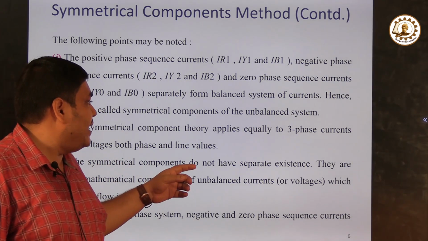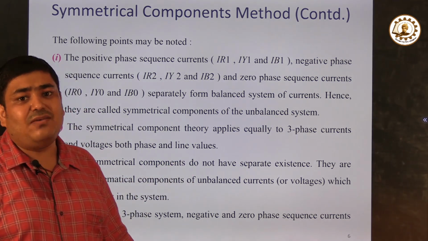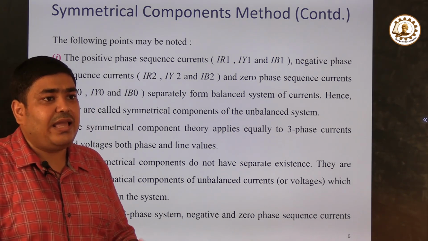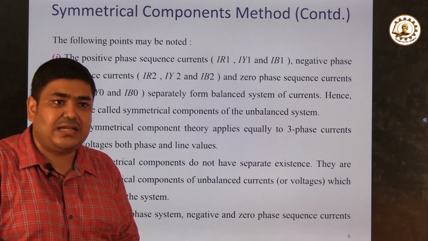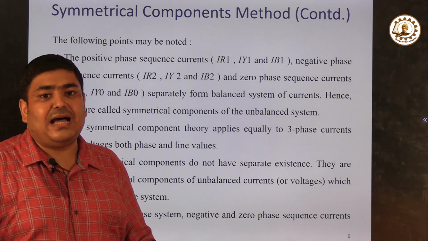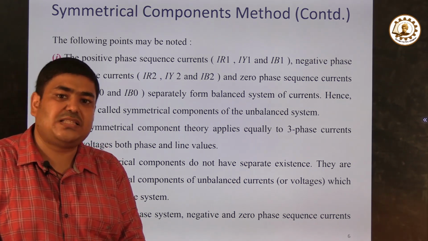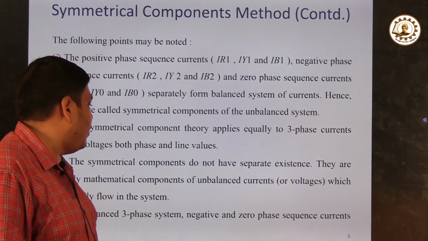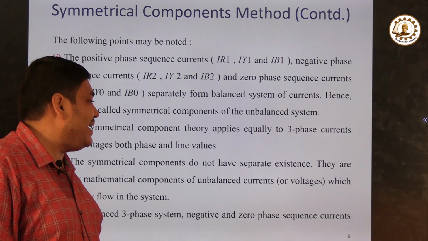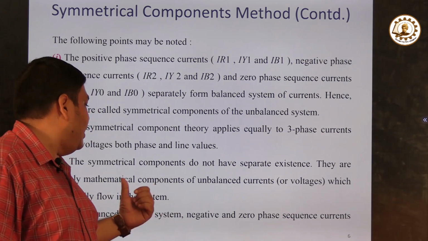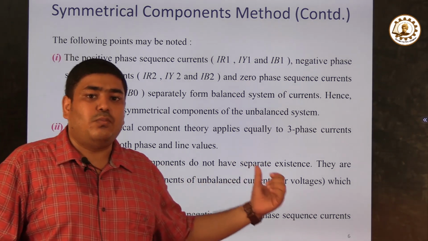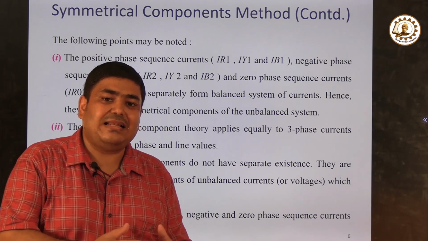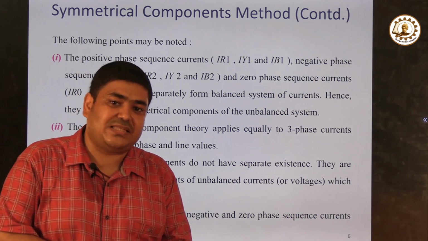Symmetrical component theory applies equally to three-phase currents and voltages. If you apply the sequence components of the current for a symmetrical fault, then automatically the negative sequence component and zero sequence component of the current will be nullified. The symmetrical component method does not have a separate existence. It exists only for asymmetric unbalanced current or voltage, with simple addition of the current and voltage for three separate systems. Thank you.